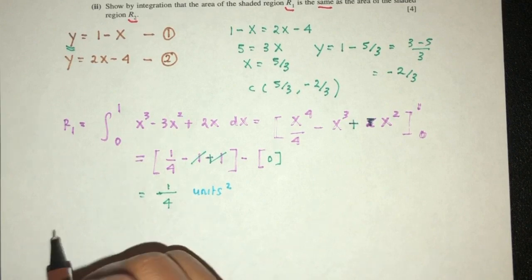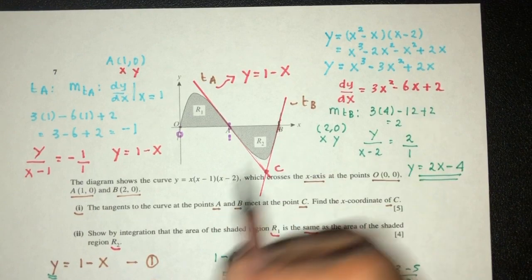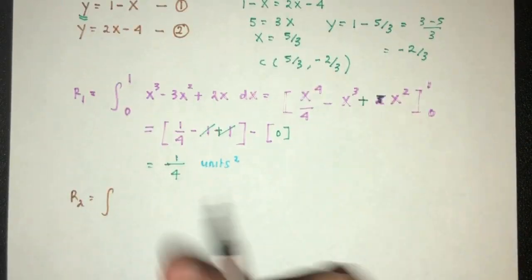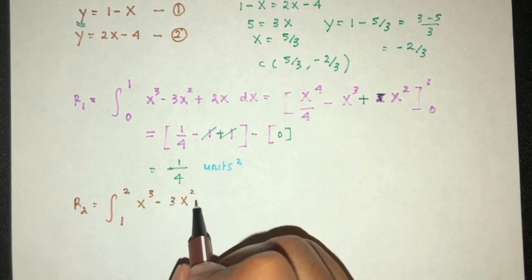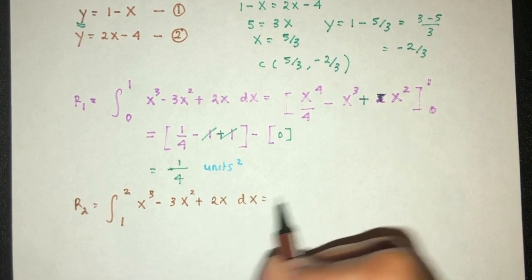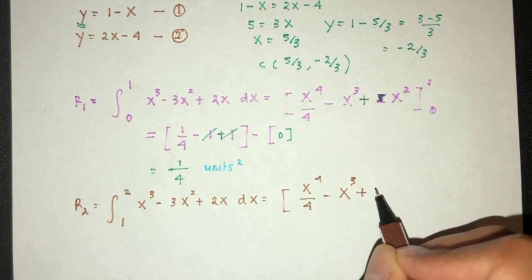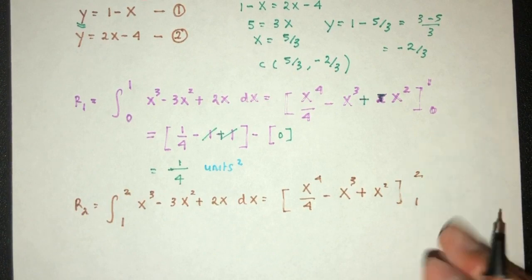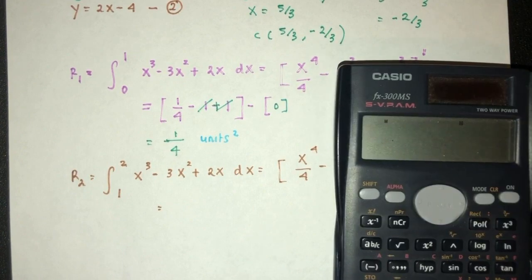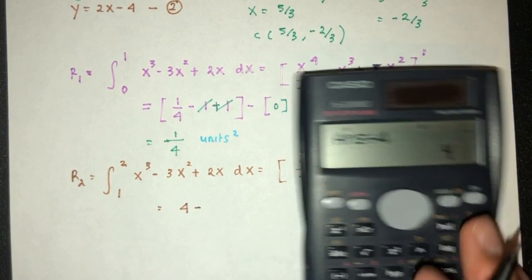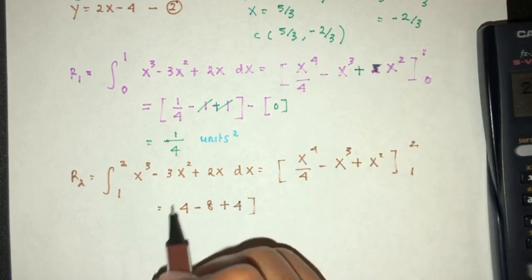Now for R2, let's find out. Same steps. Limits is from 1 till b. Here is what? It is 2, 0. That will be 2. Limits is 1, 2. So 2 up, 1 here. Same steps. X cubed minus 3x squared plus 2x with respect to dx. That will be x power 4 over 4 minus x cubed plus x squared. That will be 2, 1. Simplify. That should be 2 power 4 divided by 4, that should be 4, minus 2 power 3 should be 8, and then plus the value of 4. That's the first part.